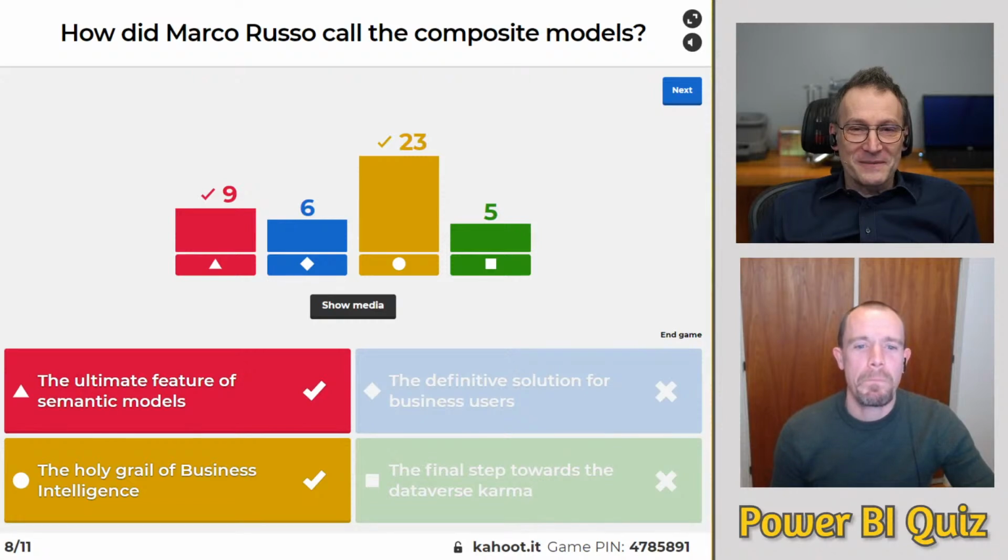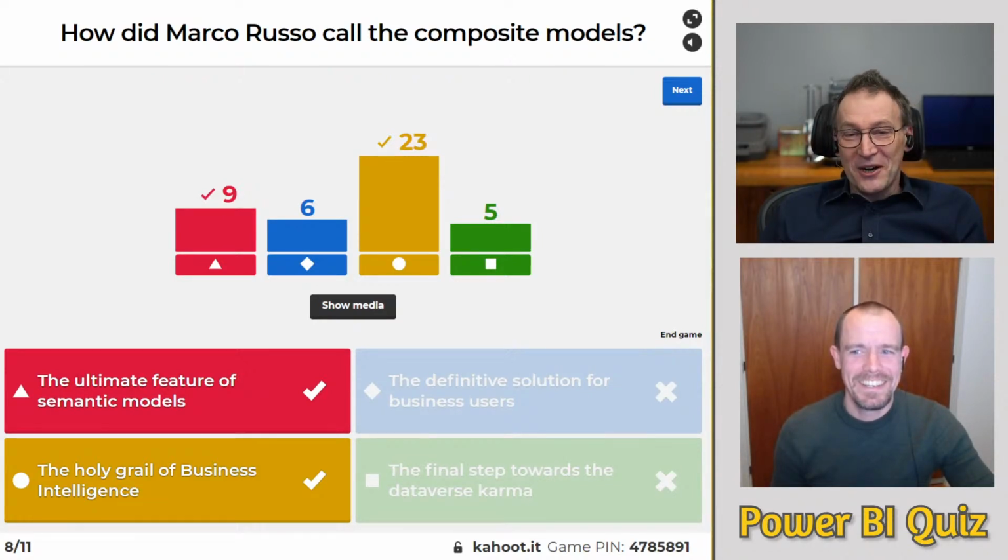So what do we have? The ultimate feature of semantic model, the holy grail of business intelligence. They've got the top answer. But the holy grail of business intelligence, that means a lot of people read Marco's blog. I don't remember if you wrote it in a blog post or just in a tweet. Yeah, I believe it's in a blog post. The definitive solution for business users? No, of course, this was a joke about the Definitive Guide to DAX. It's not that everything we say is always the definitive something.